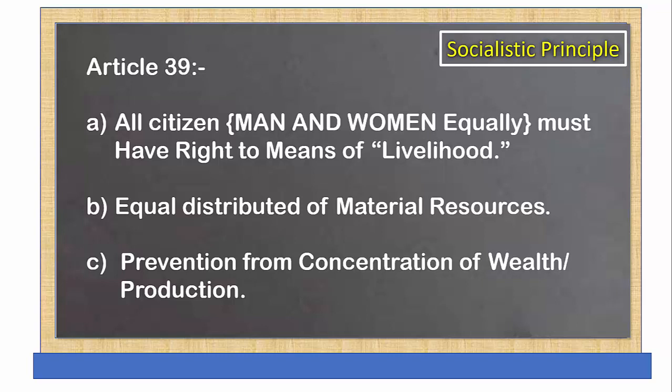So in that case we can say that in all the sectors they are moving towards the concentration of wealth or production. So Article 39 clause c prevents the concentration of the wealth and the production. इससे बचाव के लिए Article 39 कहता है. And these articles, Article 39, याद रखना कि ये भी socialistic principle में आता है.